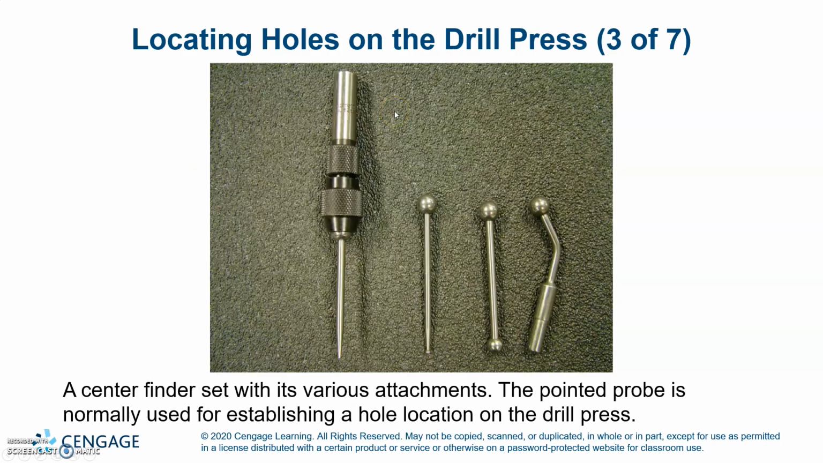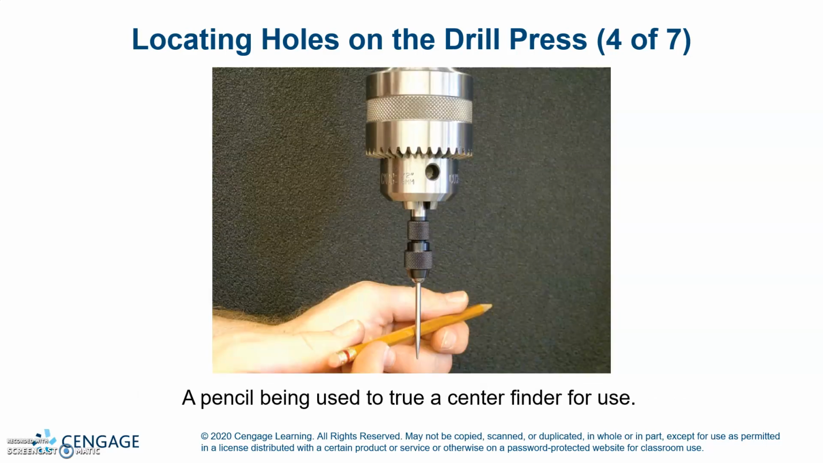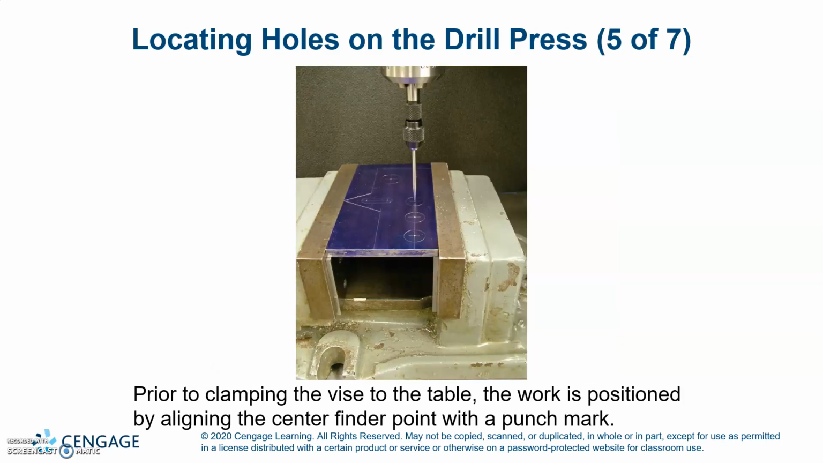The center finder set with its various attachments. The pointed probe is normally used for establishing a hole location on the drill press. A pencil being used to true the center finder to use. Prior to clamping the vise to the table, the work is positioned by aligning the center finder point with a punch mark.